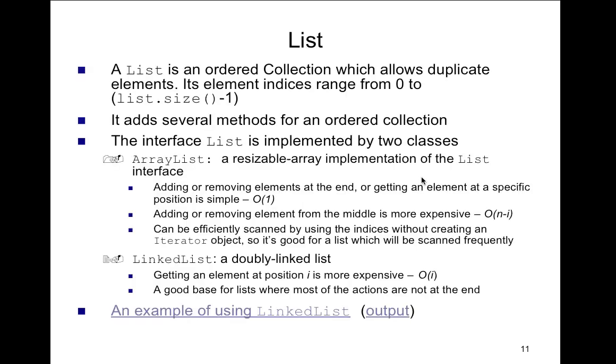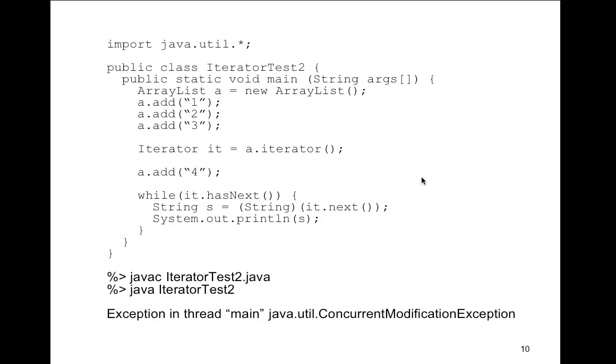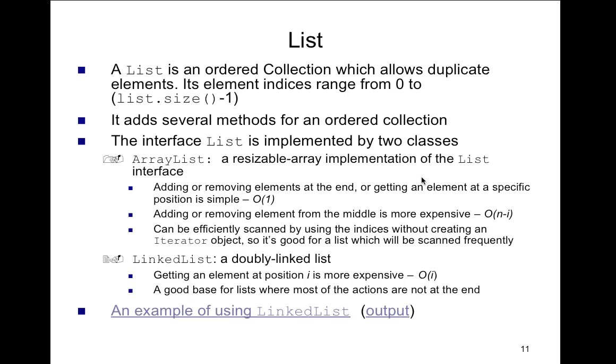And I'm not going to go through those examples because I have a better one that I'm going to show you in a few minutes. The concept of the list. So the list is an ordered collection which allows duplicate elements. Its index ranges from 0 to the size of it minus 1, just like an array, the index value starts with 0. It adds several methods for an ordered collection, so we can order it. And then the interface List is implemented by two classes, the ArrayList and the LinkedList. And I'm going to show you an example of those as well.